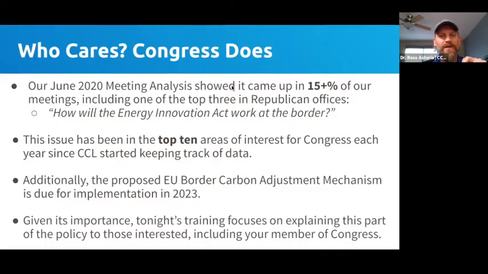Quick slide here: we get tons and tons of questions about international competitiveness and questions about what other countries are doing about mitigation. The context of those is usually about international competitiveness. So the more we can answer these questions, the better.